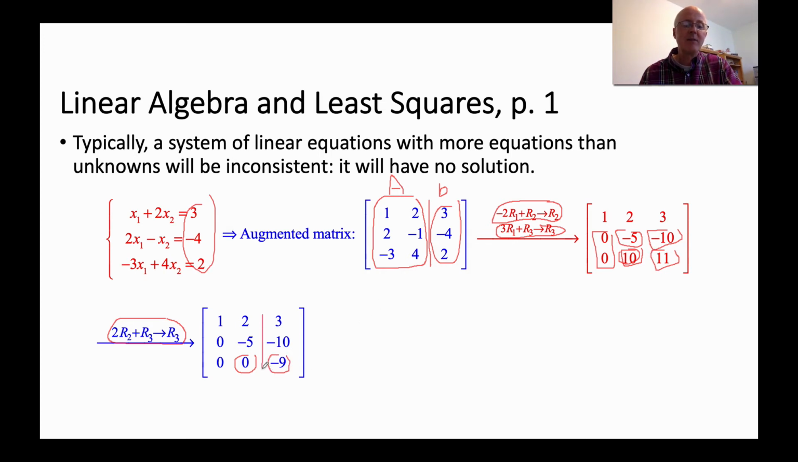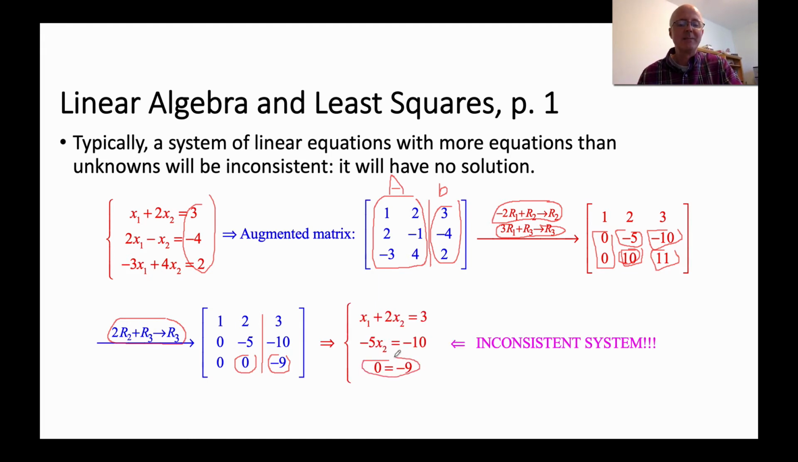And as an augmented matrix for a system of equations, this corresponds to a third equation, 0x1 plus 0x2 equals -9. In other words, 0 equals -9. That's a contradiction. This system is inconsistent.